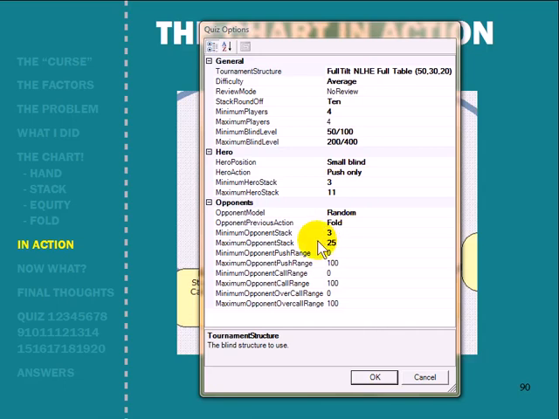And then these other settings: minimum opponent stack 3, maximum 25, and so forth. So if you want to follow along, these are the settings to use. And so let me go ahead and bring up a quiz and see how we do.